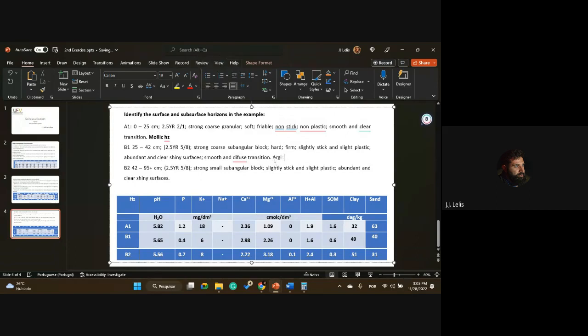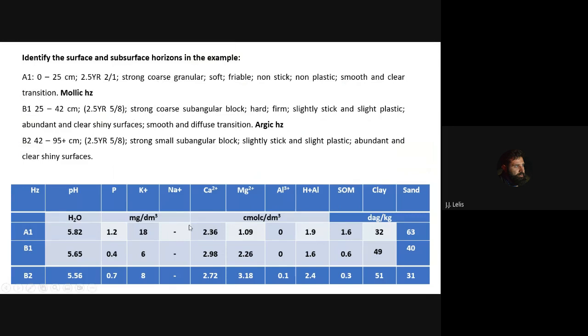So in this exercise, we have in this example a mollic horizon at the surface and an argic horizon in the subsurface. We'll see in the next class how we can classify soil using these diagnostic horizons.